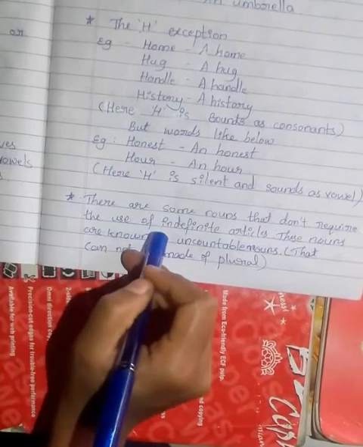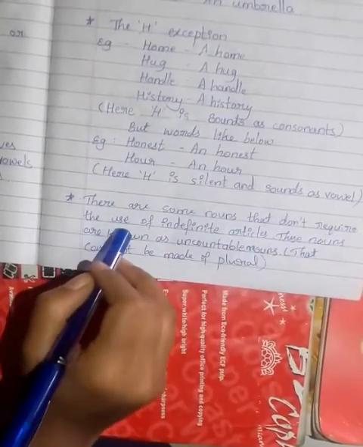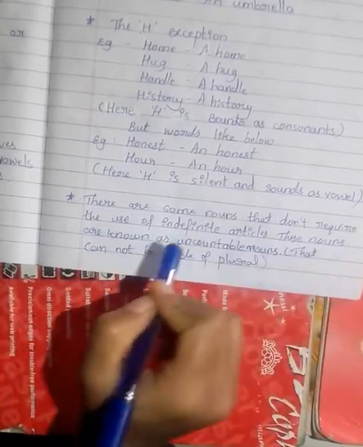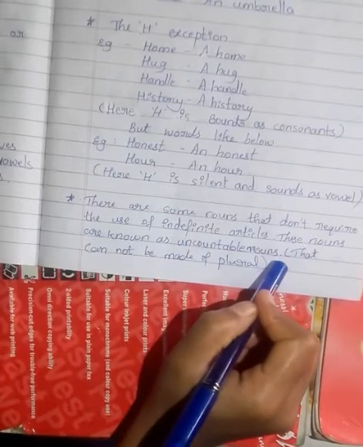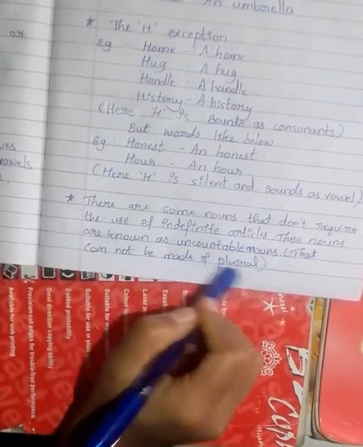There are some nouns that don't require the use of indefinite articles. These nouns are known as uncountable nouns that cannot be made plural.